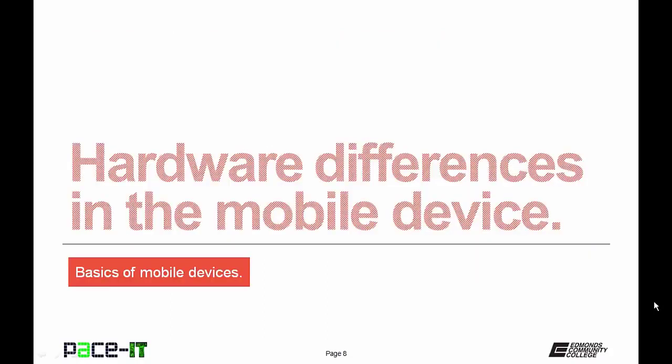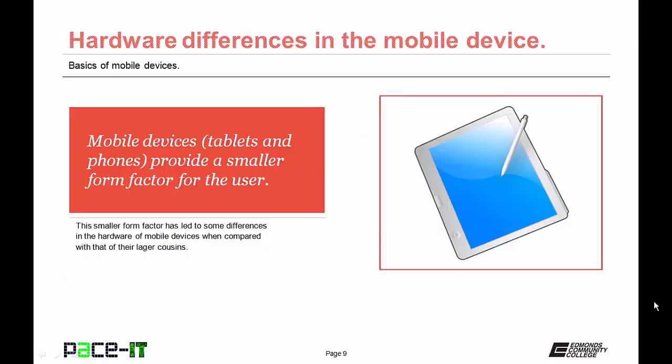Now let's move on to some of the differences between mobile devices and their larger cousins. Now, mobile devices provide a smaller form factor for the user. That's what makes them mobile. This smaller form factor has led to some changes in the hardware used from that in their larger cousins.